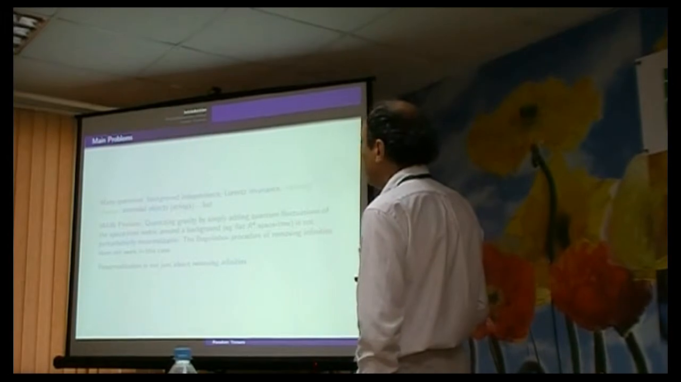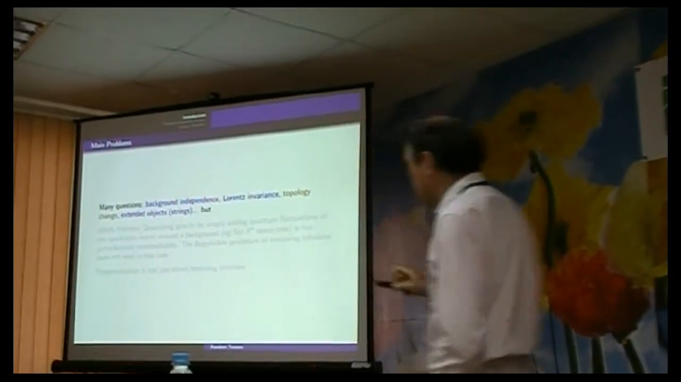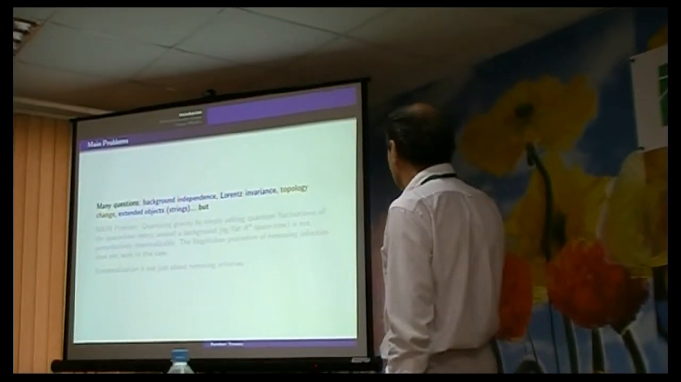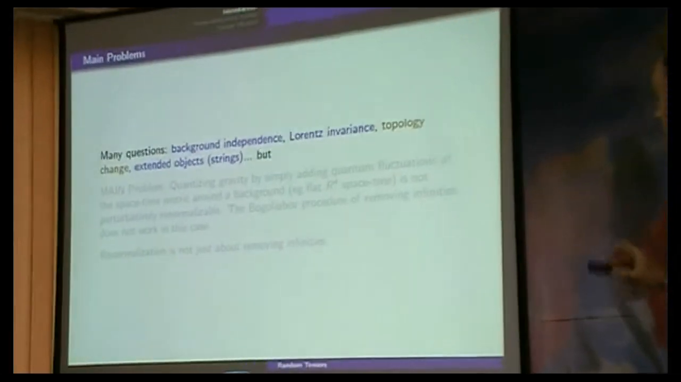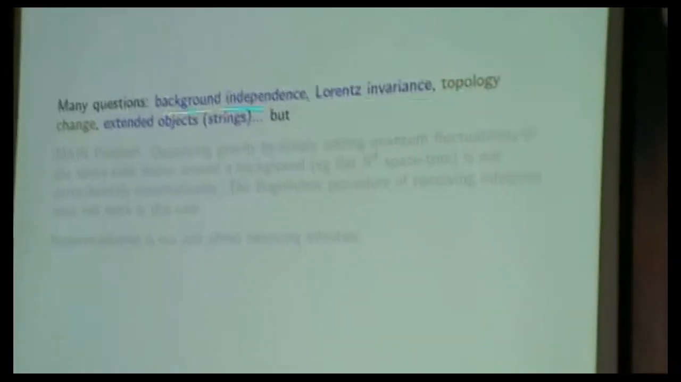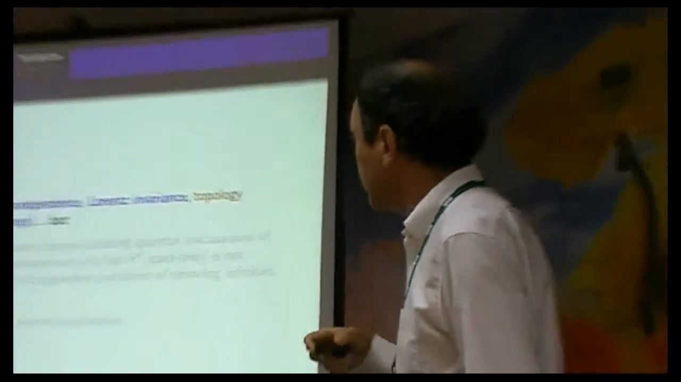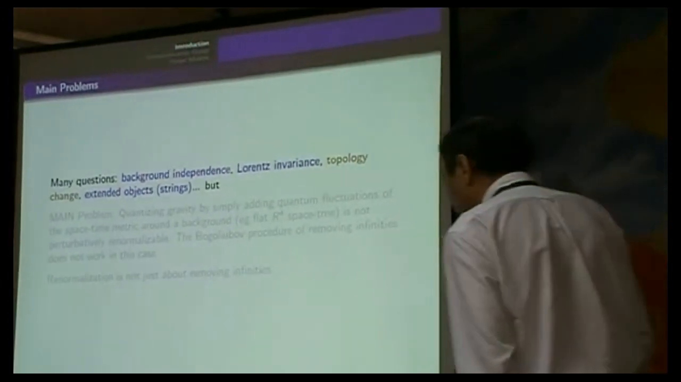Well, there are many problems, many questions. For instance, should we use a theory which does not depend on a particular space-time? It's difficult to have an interpretation of time in quantum gravity. There are specific problems. There is this question of topology change. Maybe we need extended objects, I will say a word about that later, to quantize gravity. Maybe we need new symmetries like supersymmetry.